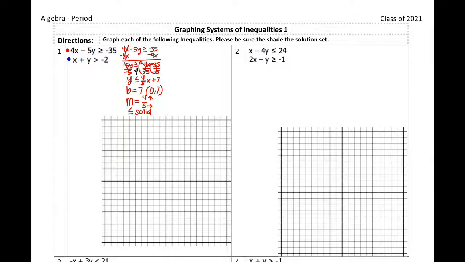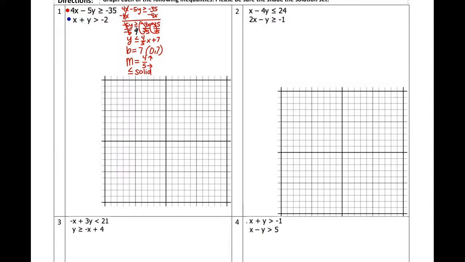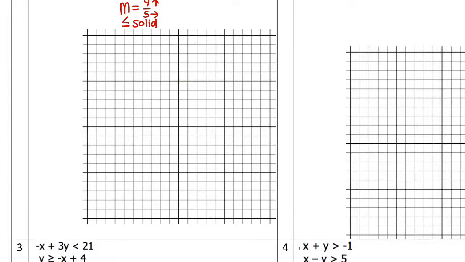So if we take a look at our graph, I want to graph the point 0, 7. So 0, 7 is here. And then I want to follow my slope, up 4, right 5. 1, 2, 3. Whoops, there's no 4 spaces that way. So I actually have to go backwards. 1, 2, 3, 4. 1, 2, 3, 4, 5. So here would be my next point. So I'm going to go ahead and put a point there. Right there.